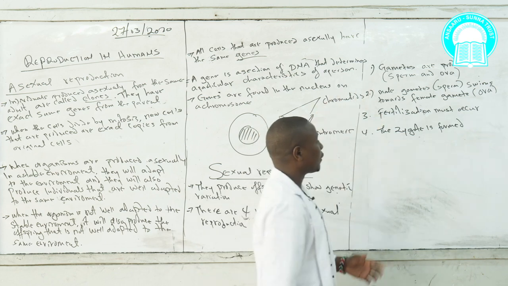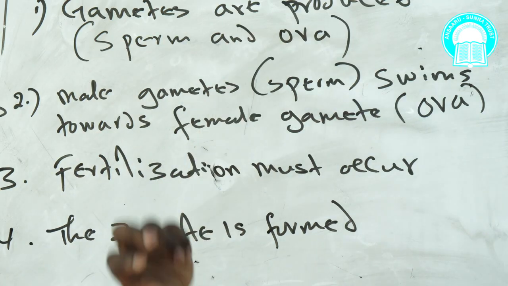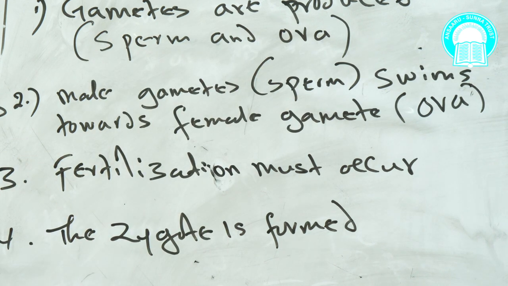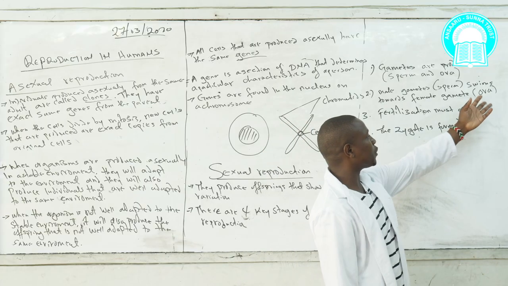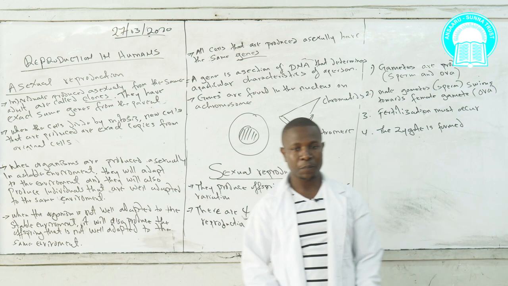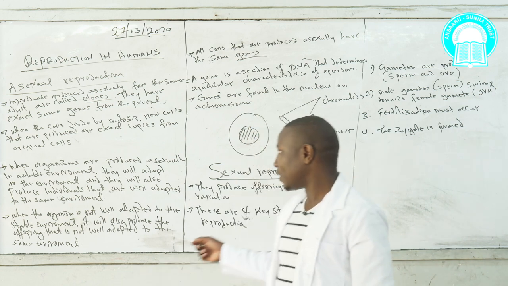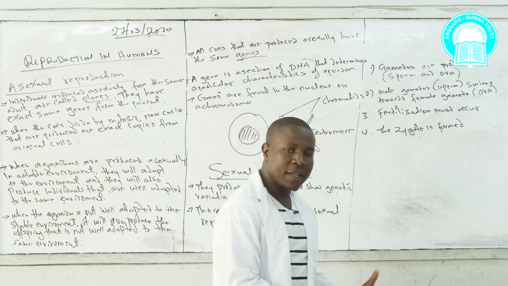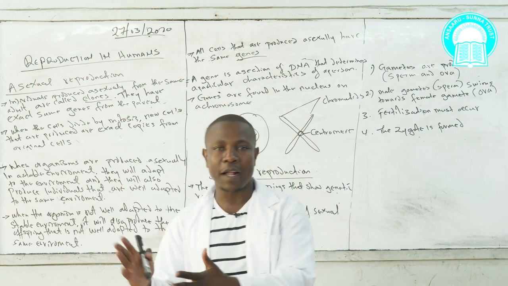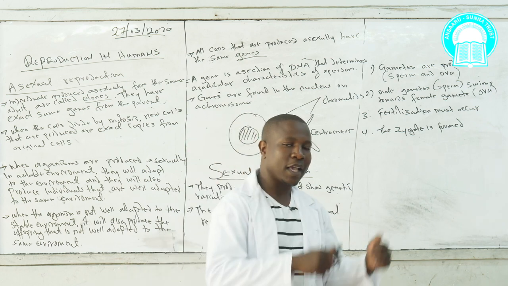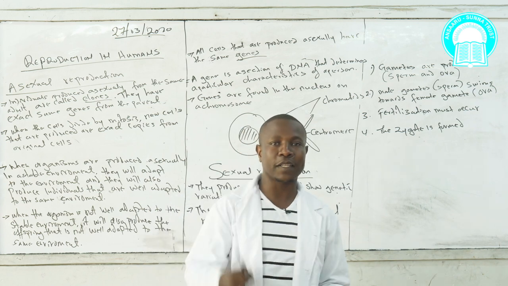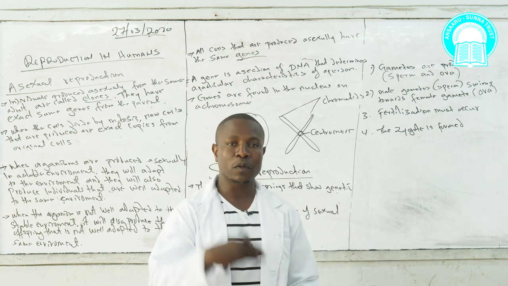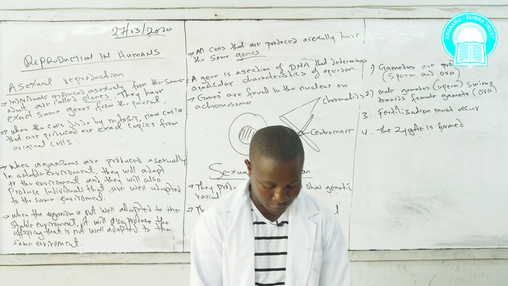Gametes are produced, and examples of gametes, we said we have sperm and ova. Sperms for male and ova for female. Male gametes, that is sperms, have to swim toward the female gametes, which is what? Ova. Fertilization must occur. Earlier I defined fertilization as the process by which male gamete, which is sperm, fuses with female gamete, which is ova, to form what? A zygote. And the whole process is called what? Fertilization. So what is fertilization? The process by which male gametes fuse with what? Female gametes to form a zygote.